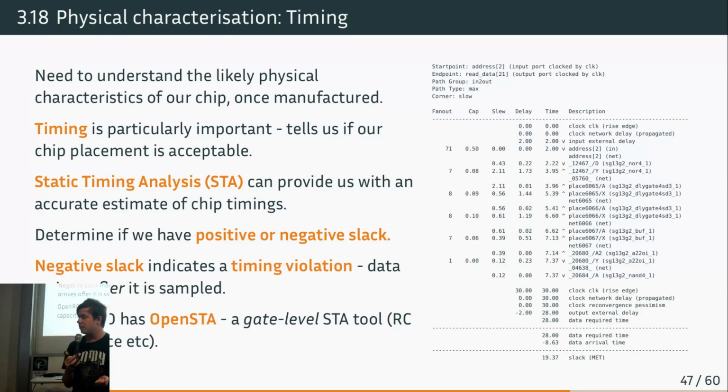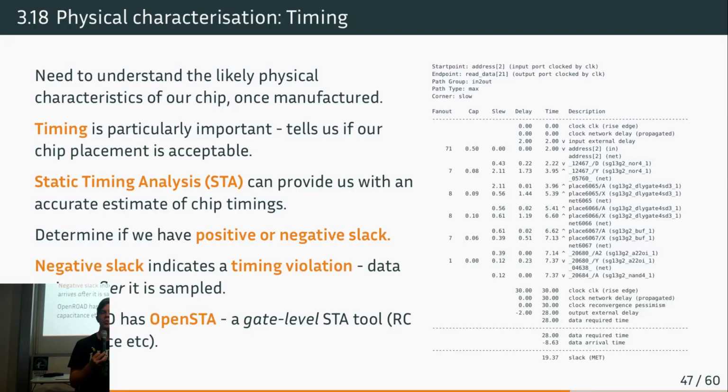And this can actually provide us with a very accurate estimate of the timing of the chip. It will determine basically if we have what's known as positive or negative slack. And negative slack is bad and indicates a timing violation. Basically, data arrives after it's sampled, which is very bad. So we can't have that on a manufactured chip. And positive slack is generally good, but we don't want too much positive slack. Ideally, we want our slack to be around about 0, which means that the layout is about as efficient as it can be.